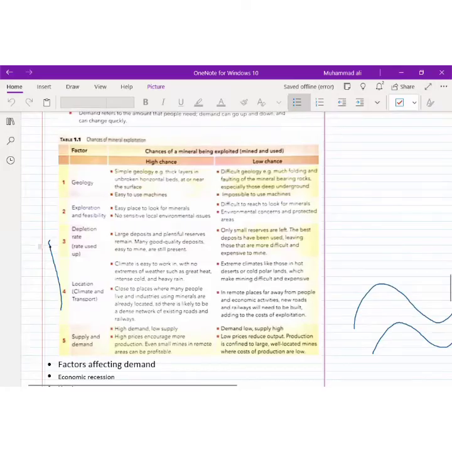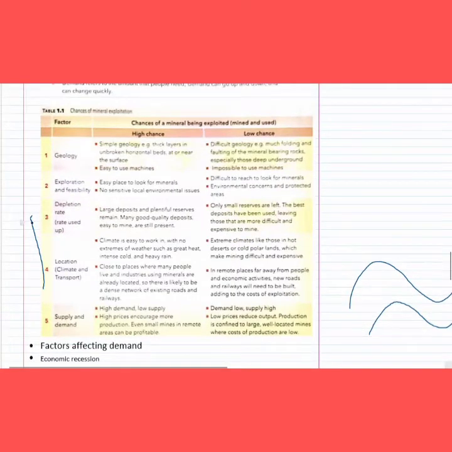For the factors, you have five factors that you need to remember. We have five factors in our syllabus. We have geology, exploration and feasibility, depletion rate, location, supply and demand. So if we talk about geology, we have the simple idea of folding and faulting, okay? And then if you talk about exploration and feasibility, then we have the simple idea of whether it's easy to look for minerals, whether it's difficult to look for minerals, whether that area has local environmental issues.